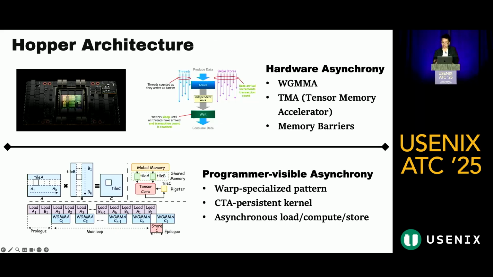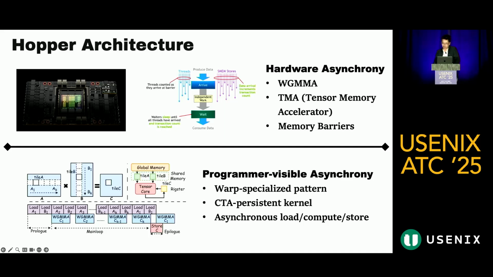Another thing we need to pay attention to is Nvidia's Hopper architecture, which is now one of the most widely used advanced GPU platforms. What makes Hopper special is its fully asynchronous design. At the hardware level, it introduced WGMMA to invoke Tensor Cores asynchronously, and uses a new hardware unit called the Tensor Memory Accelerator, or TMA for short, to decouple data loading from computation. It requires synchronization between the data loading and compute, which is handled by the memory barrier.